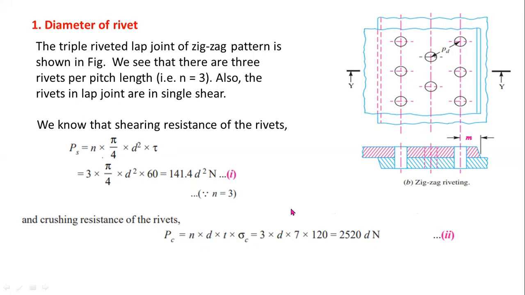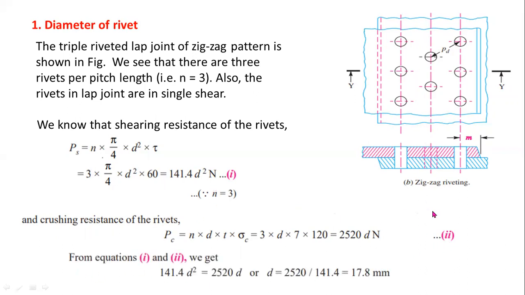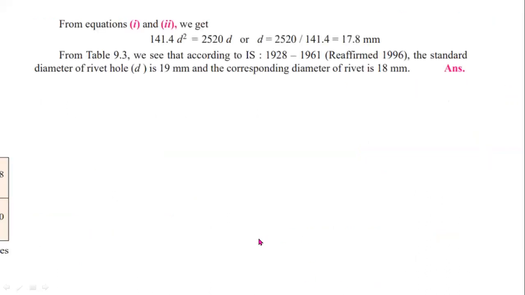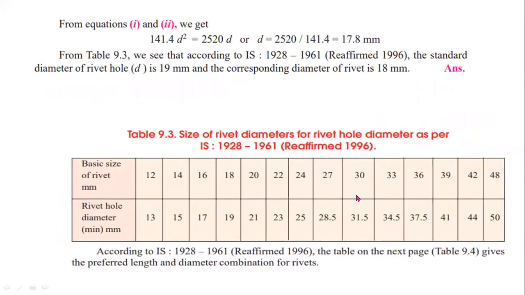So now from equations 1 and 2, you can get the value of the diameter of the rivet. 17.8 mm is the diameter of the rivet. But from standard sizes, we have to select a suitable size of the rivet. Here our obtained value is 17.8 mm, so the nearest value is 18 mm.